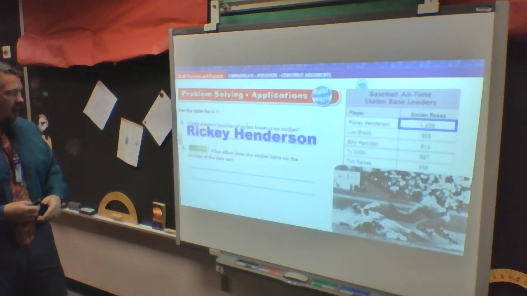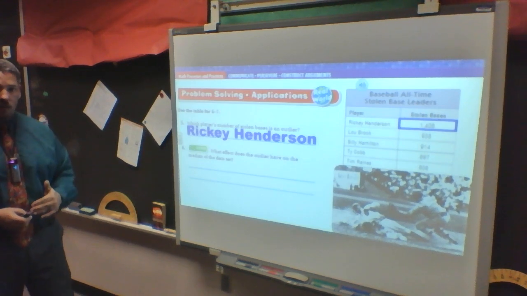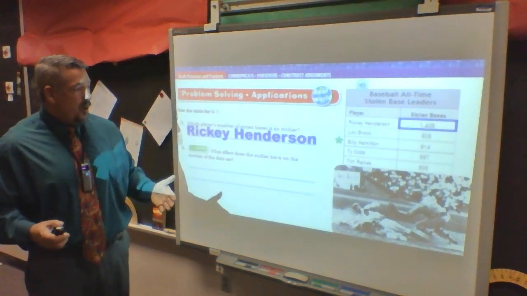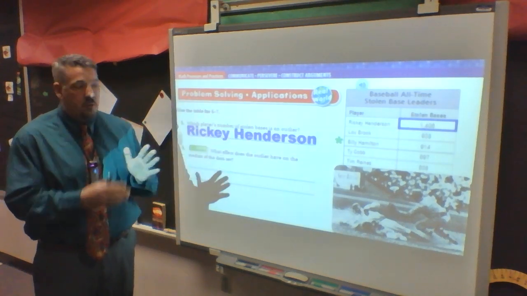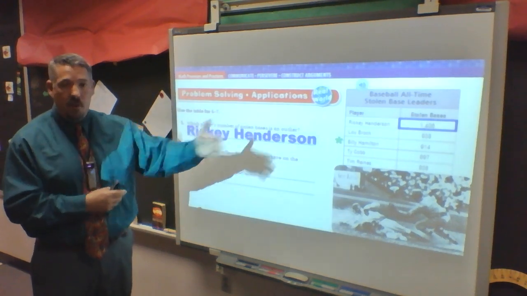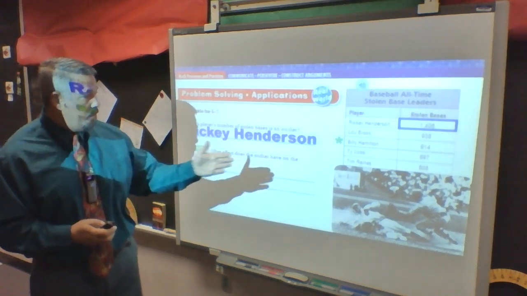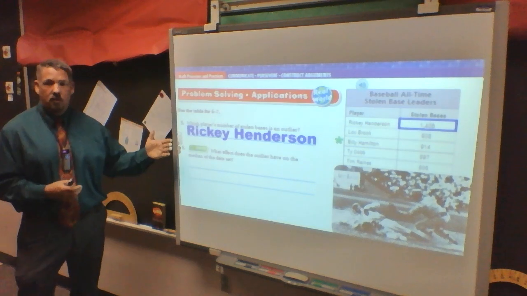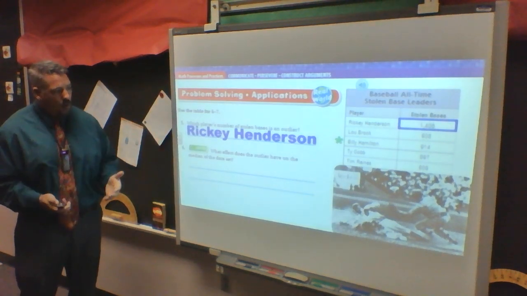But then when I look at it, we want to see how Ricky's stolen base number affects everyone else's. What effect does the outlier have on the median of the data set? So I have to look. When I go back to my original data set, my median is right in the middle. I have 5 players, so the middle person is going to be my median. So Billy Hamilton is at 914. That would be the median of the original 5 group.